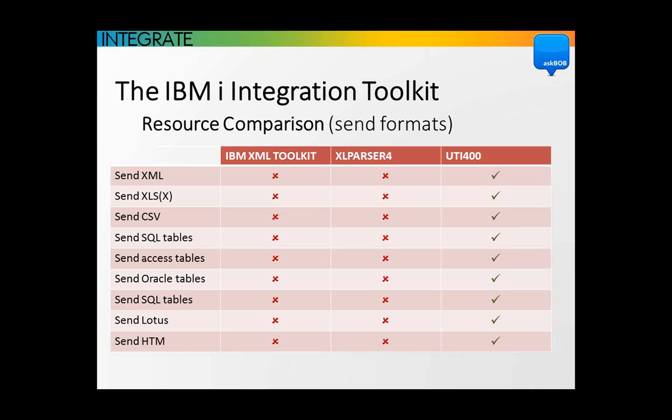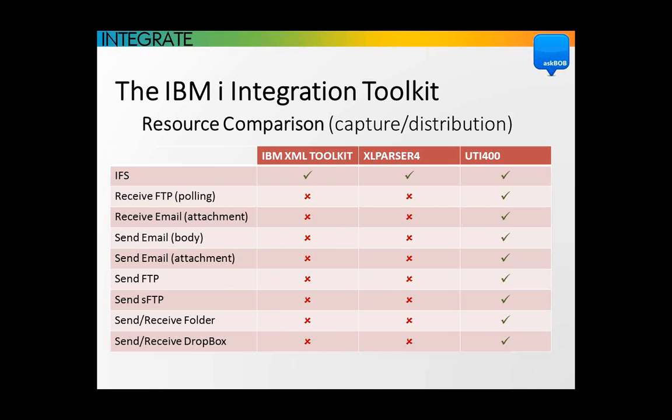Similarly, the same applies to the send formats. While the freeware solutions focus on parsing information, the UTI 400 solutions can also take data from the IFS, database, and or the spool file, transform it to a format of choice, and distribute it also, because it's not just about transformation options that make it so powerful. It's the ability to distribute the transformed data stream in a number of ways, via FTP, an email, or indeed more.